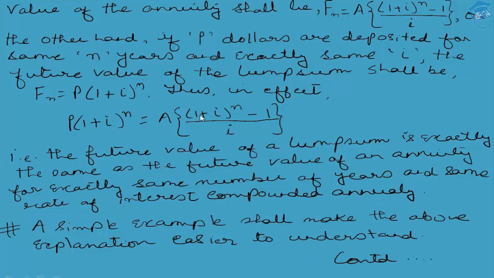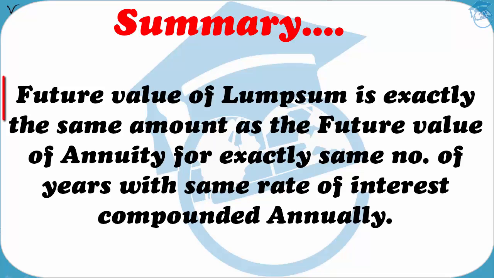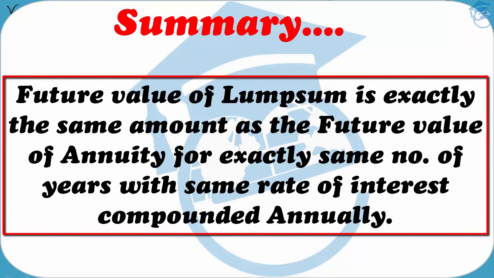Once again, students, this entire discussion can be summarized by saying that the future value of a lump sum is exactly the same amount as the future value of an annuity for exactly the same number of years and same rate of interest compounded annually.